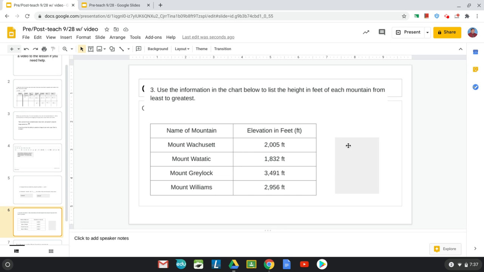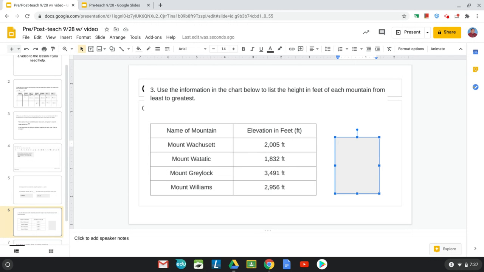So I would be kind of going through in my mind, thinking from least to greatest. Okay, so for me, when I'm looking at them, the smallest one I see is 1,832. Oh, I did a decimal instead of a comma. Right, so that's Mount Watatic seems to be the smallest one. Next smallest one would be Mount Wachusett at 2,005. And then Mount Williams at 2,956. And then the largest one in my chart, like I said, and I believe Massachusetts, is 3,491. I just put those in order from least to greatest.